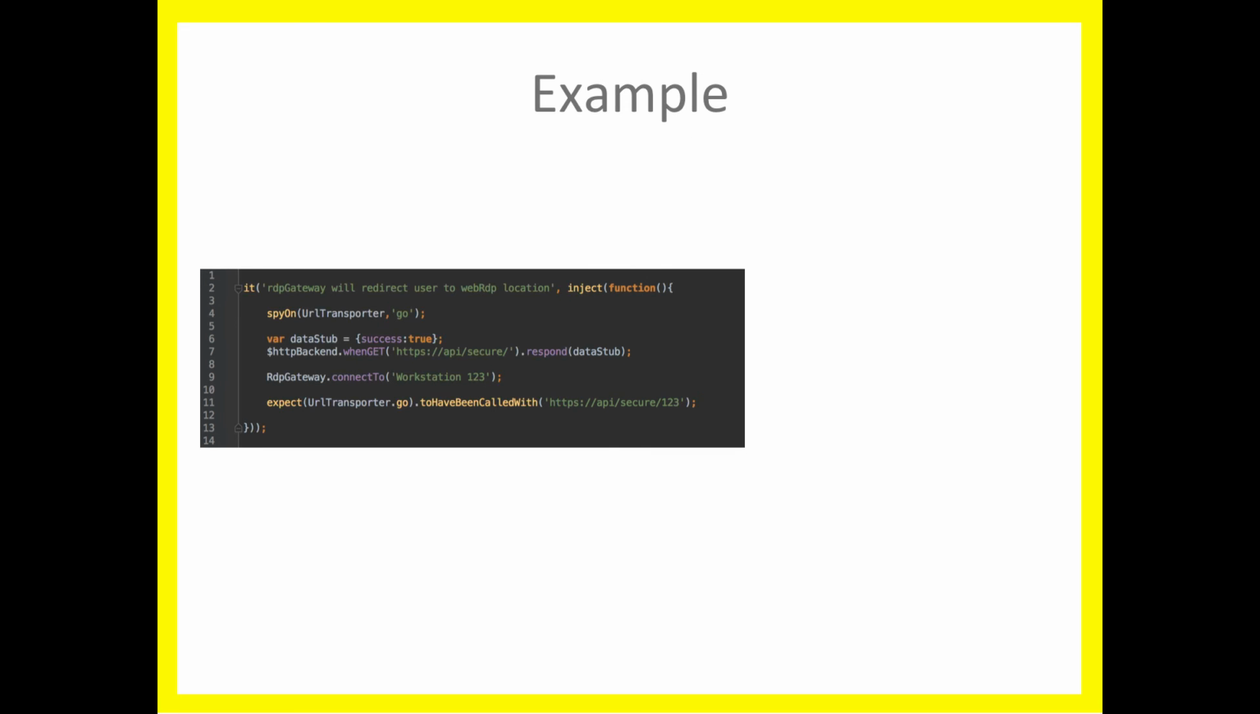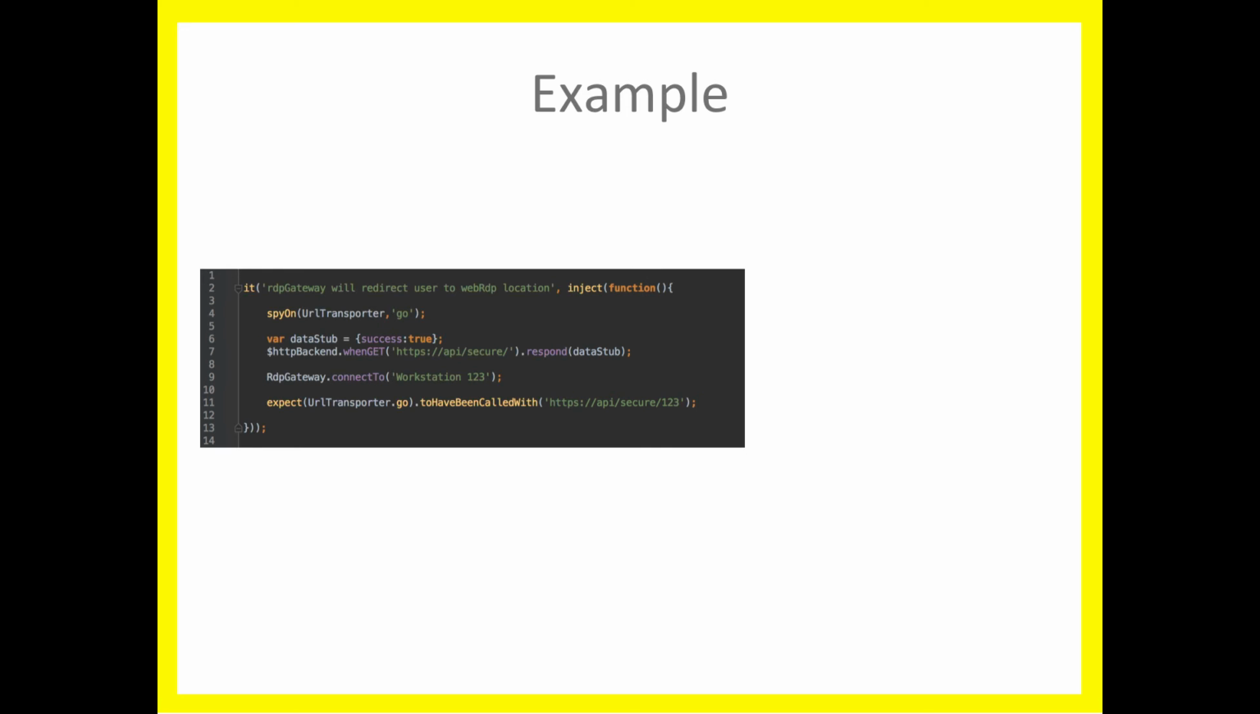So an example here is a little module called the RDP gateway. The way this RDP gateway works is that a user clicks on a button, and then it will go off and get a one-shot web link, and it will return that one-shot web link to the application. And once it's done that, it will redirect the user to that one-shot web link, which is basically a tokenized login, so to speak.